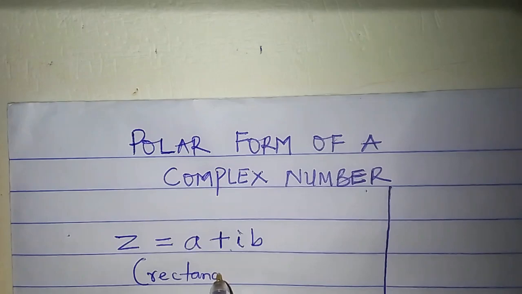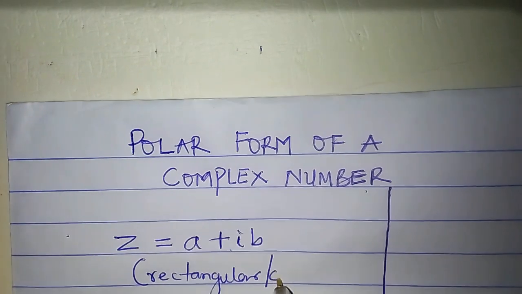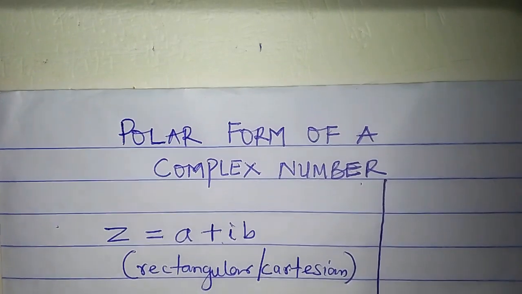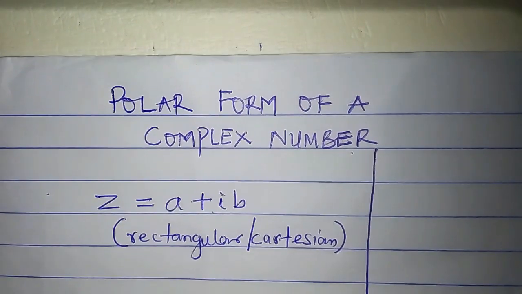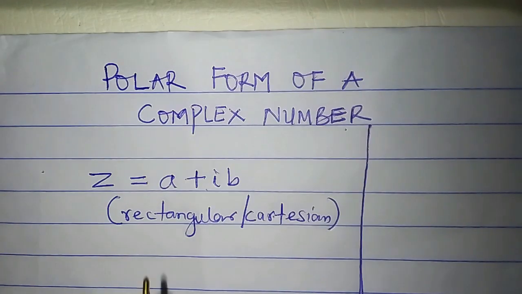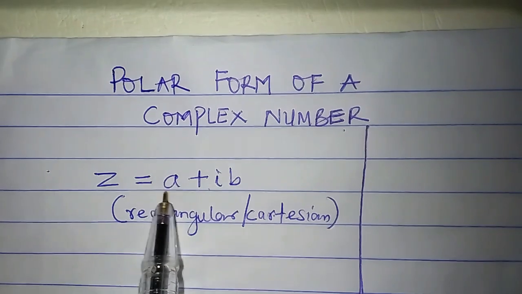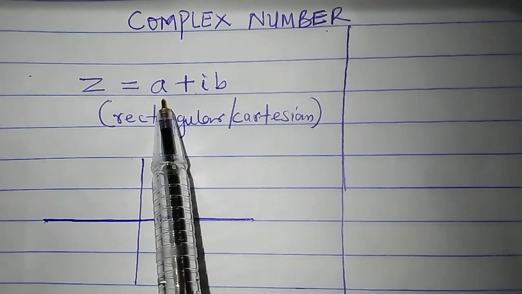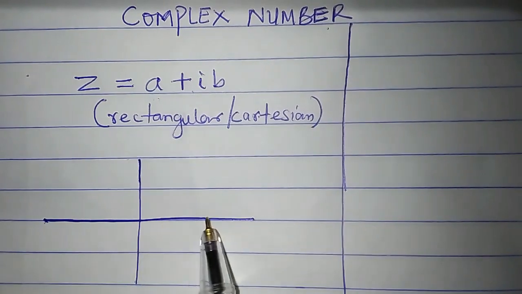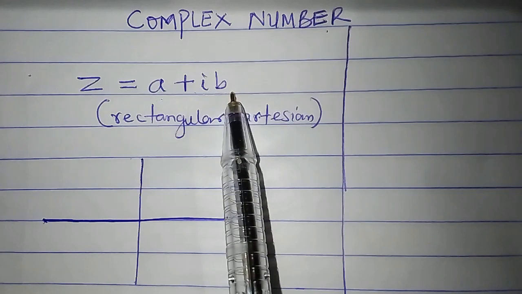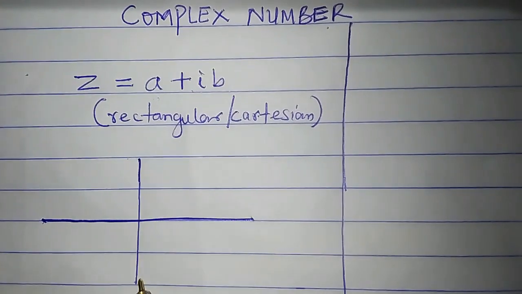Rectangular or Cartesian. So we can actually convert a complex number in rectangular form to a polar form. First of all, I want to represent this vector, that is this complex number, on an Argand diagram. The real part corresponds to the x-axis, and the imaginary part corresponds to the y-axis, okay?